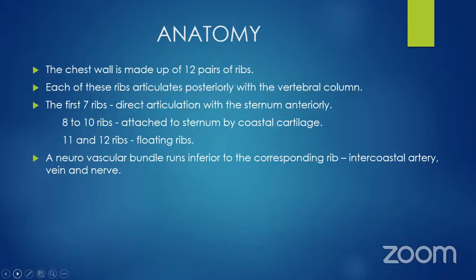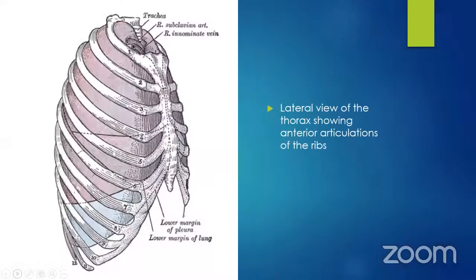Coming to the anatomy, the chest wall is made up of 12 pairs of ribs, and all these ribs articulate posteriorly with the vertebral column. The first 7 ribs have direct articulation with the sternum anteriorly, while ribs 8 to 10 are attached to the sternum by the costal cartilage. And ribs 11 to 12 are called floating ribs because they have no attachment. A neurovascular bundle runs inferior to the corresponding rib, which consists of the intercostal artery, intercostal vein, and intercostal nerve.